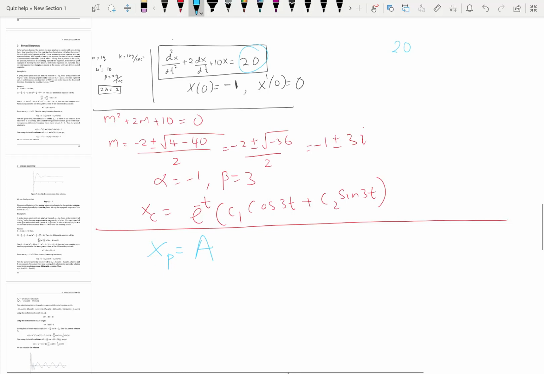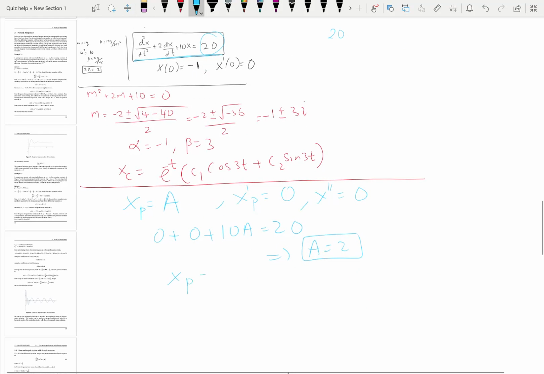So let's substitute our guess into the differential equation. To substitute, we have to find x prime. The derivative of a constant is 0. The second derivative is again 0. So it's much easier, right? So if you substitute it into the non-homogeneous differential equation, 0 plus 10 times a is equal to 20. So this means a is 2, right? So the particular solution is actually 2.